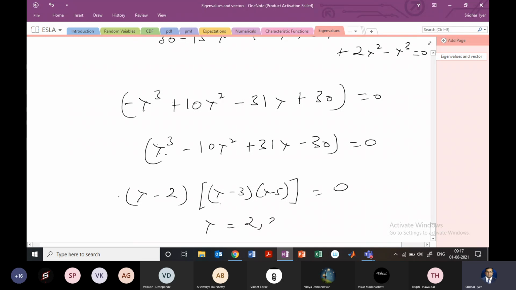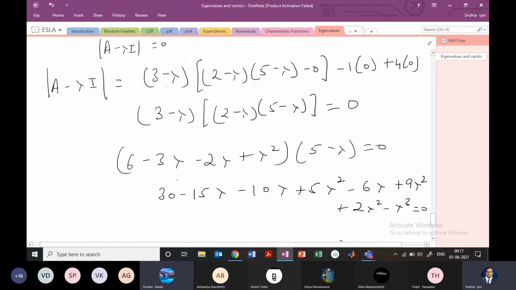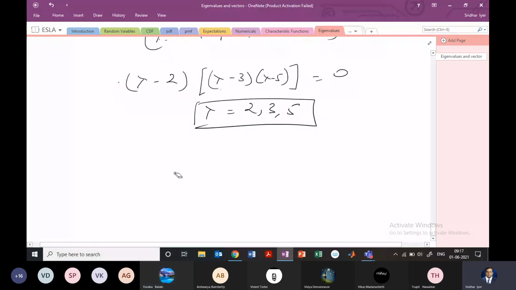Are you getting that? Anyone getting 2, 3, and 5? Yes, sir. 2, 3, and 5. Okay. Anyone else also getting 2, 3, and 5? Yes, sir. Okay. Good. So that eigenvalue is done.